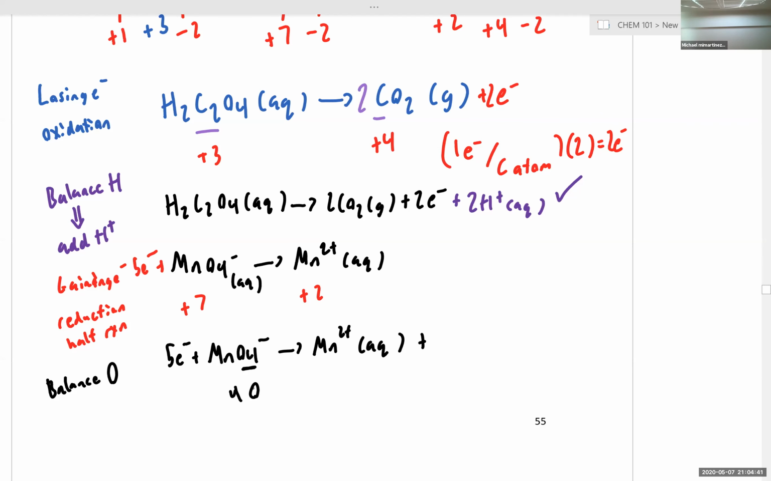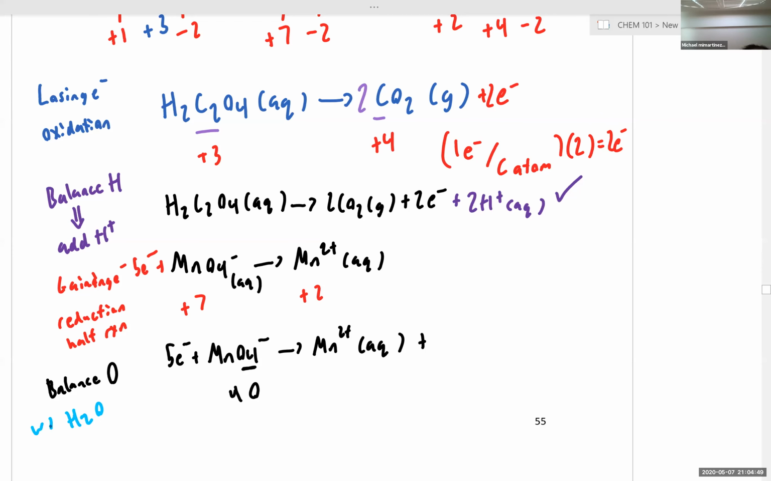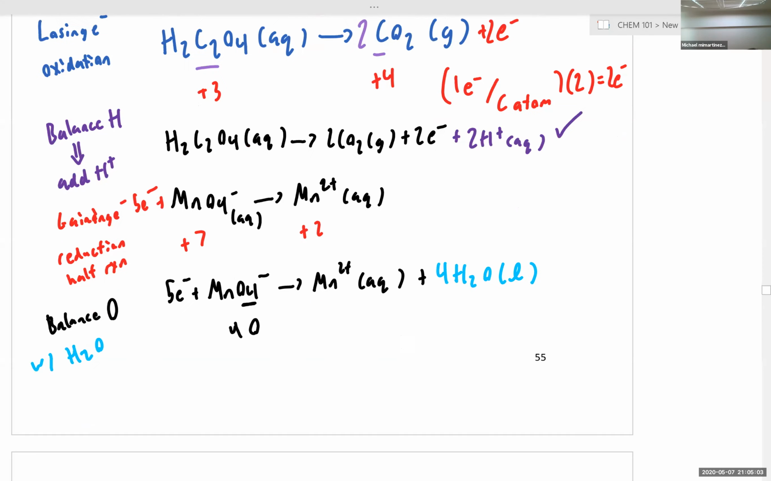So if we have 4 oxygens on the left, how many water molecules do we need to add? 4. Okay. And now that we've balanced oxygen, let's balance hydrogen with H+. How many H+ do we need to add? We have 8 hydrogens on the right, so how many hydrogens do we need to add to the left? 8.